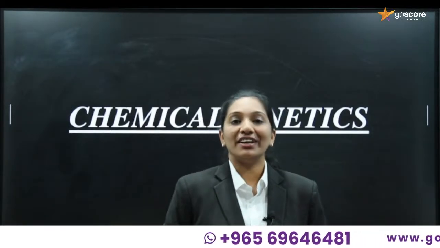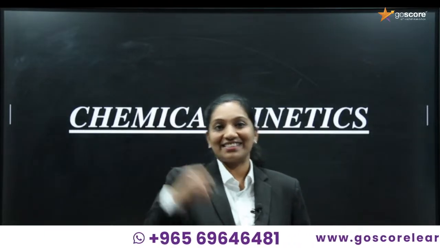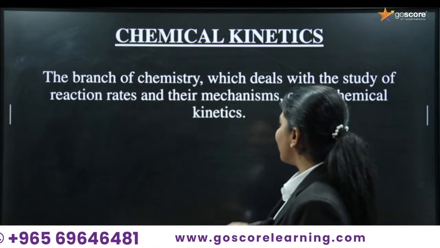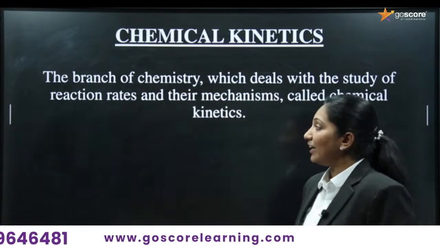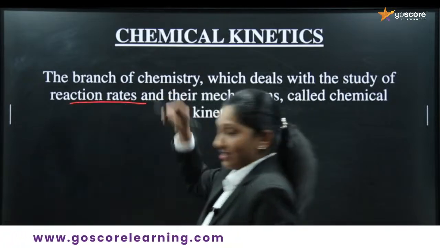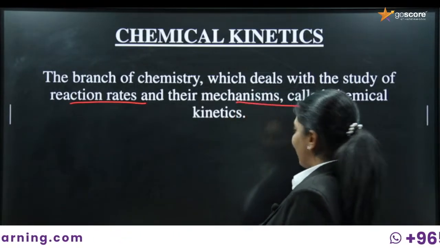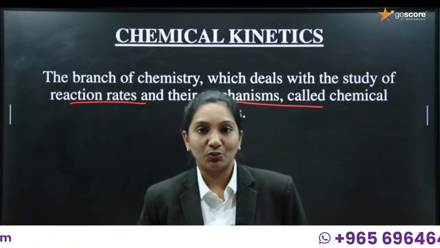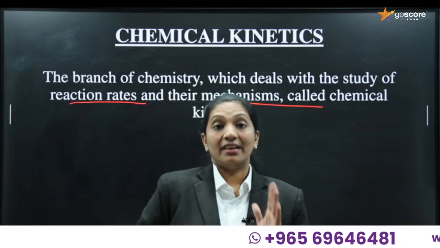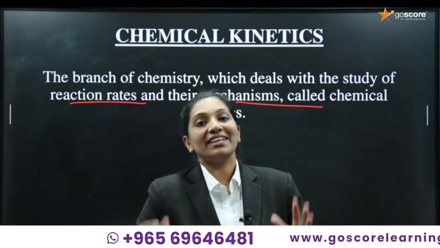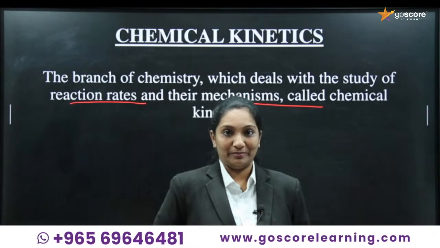So there is one branch of chemistry that deals with the speed or rate of a chemical reaction. That branch is chemical kinetics. So chemical kinetics is the branch of chemistry which deals with the study of reaction rates. Reaction rates means the speed of the reaction and its mechanism. Okay, so you are clear with what is chemical kinetics. That is the study of the reaction rates and their mechanism. Those are the things we are going to learn in this chapter.